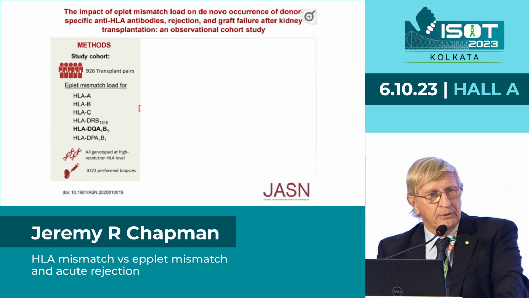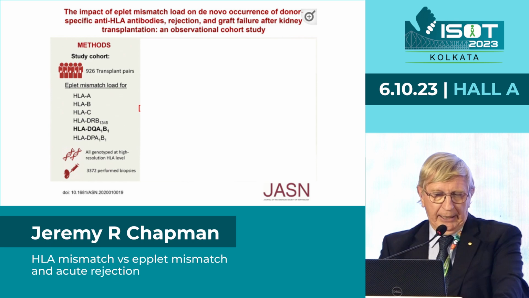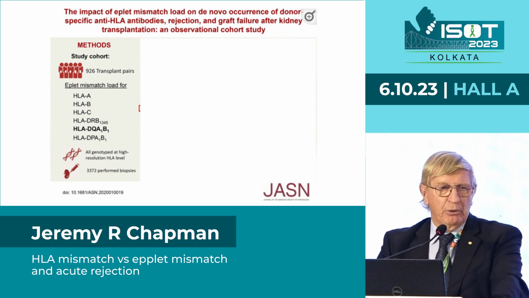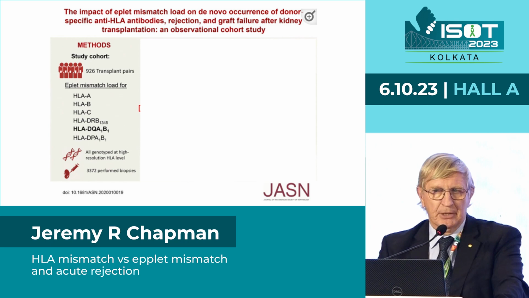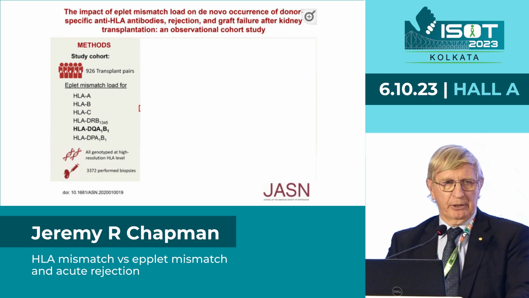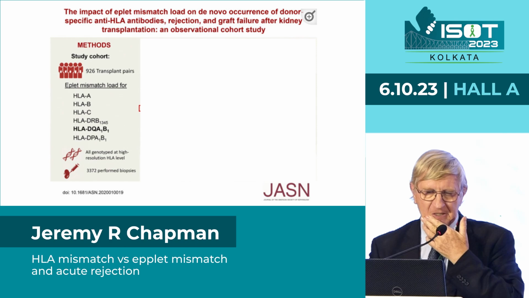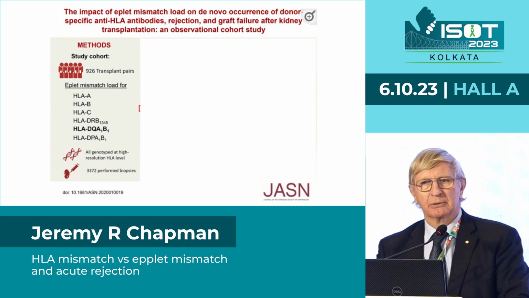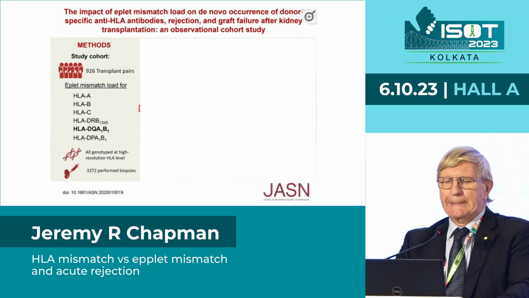They looked at the eplet mismatch load for HLA-A, B, C, DRB1/3/4/5, DQA1, DQB1, and DPA1, DPB1. And we kind of know that they're biologically important, those differences. So do the eplet mismatch loads work out? Is the total load of different eplets going to impact things that really matter in transplantation? Does it impact the development of de novo donor-specific antibody?